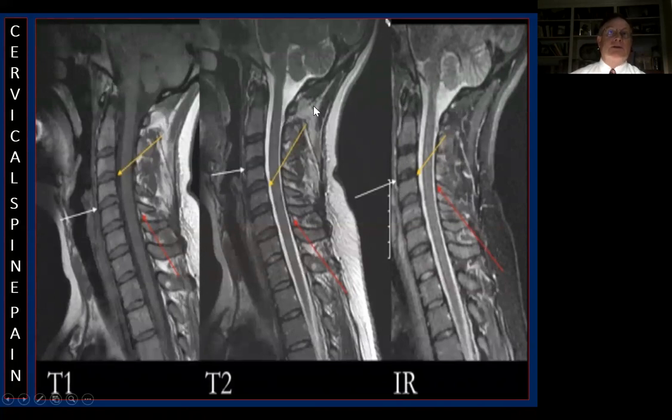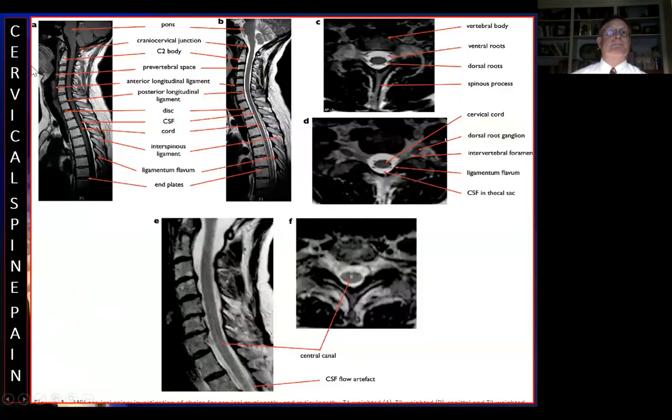On T2, you'll still see fat. It's not completely gone. On this fat suppressed, like a STIR image, inversion recovery image, it's completely gone. So anything bright on these images is fluid. CSF, obviously, and then also here's the vascular structure. And this is the encephalic venous outflow tracts. Remember, this valveless system allows blood flow out of the head.